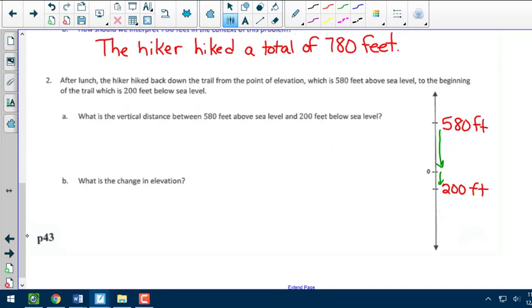So what is the vertical distance? The vertical distance, the difference between them, I already know that, is 780 feet. What is his change in elevation? Also 780 feet. We went from a positive 580 to a negative 200.